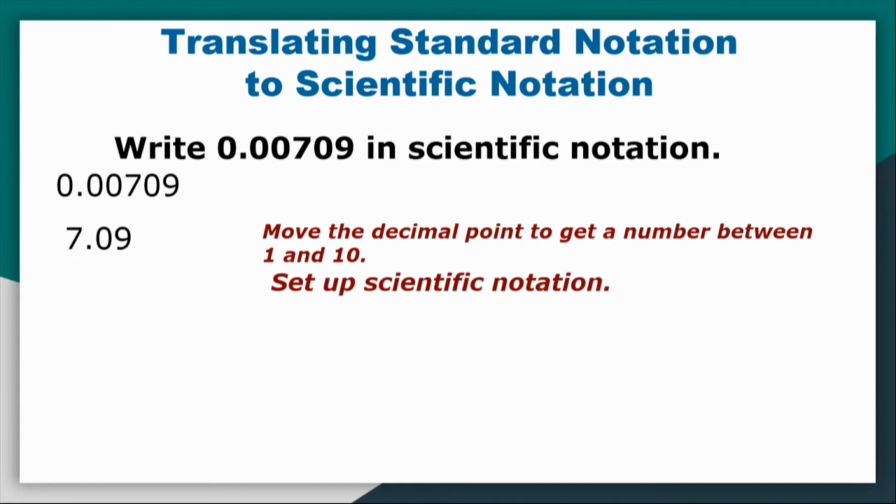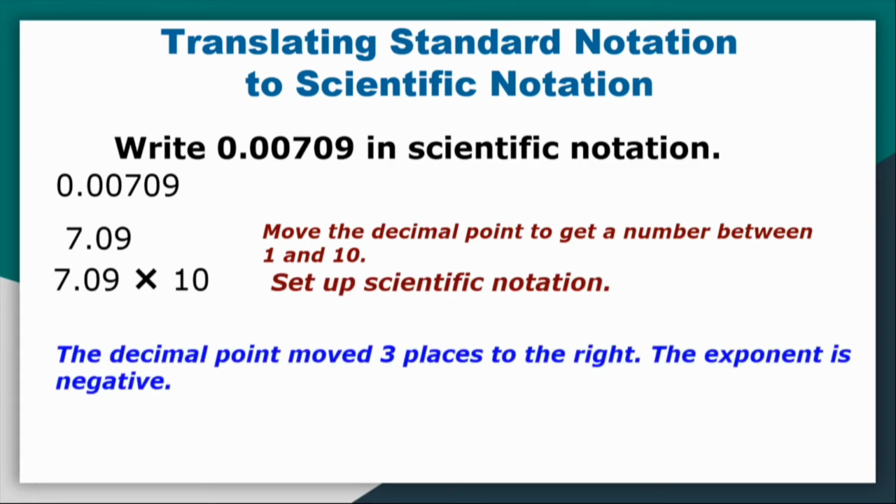Next, set up the scientific notation. So it means we're going to put the times 10. Now, what will be our exponent? The exponent will depend on how the decimal point moved. You moved it 3 places to the right. So it means the exponent is negative. So we have 7.09 times 10 to the negative 3.